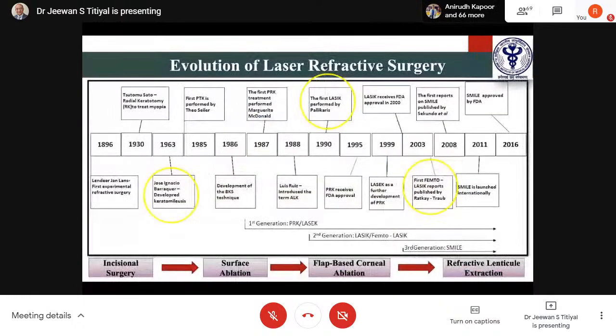And now we have a surgery where we don't make a flap at all. That is SMILE, which was approved in 2016 by the US FDA. But it's been there from 2008 onwards. So it's been there almost now more than a decade. So you can see here, we started with incisional surgery, then we had ablations, then flap-based procedures, and refractive lenticule-based surgeries. So it has evolved over the last 100 years. But if you see, except for incisional surgeries, most other surgeries are still being practiced. That means whatever procedures we are doing to correct refractive error by lasers, they are still commonly practiced all over the world.